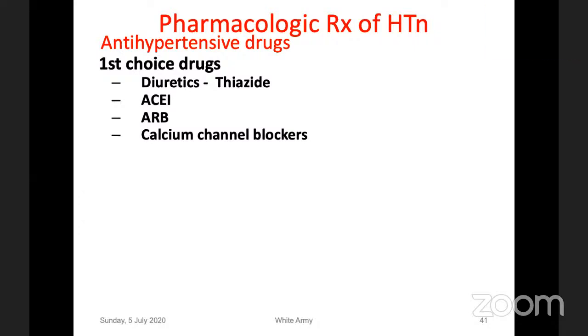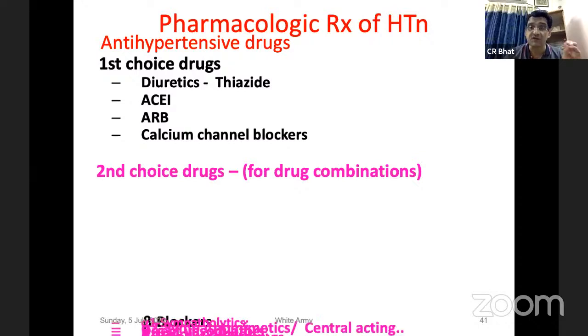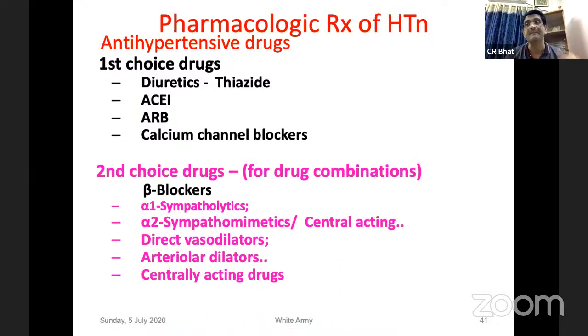The pharmacological therapy: we have several types of drugs. The current recommendation is that the drugs of first choice are diuretics, the thiazide group of diuretics, and we have ACE inhibitors, angiotensin receptor blockers, and calcium channel blockers. These are the drugs of first choice. And the drugs of second choice, of course, beta blockers were previously first choice. Now they have become second choice because of their lack of benefit on various factors. The drugs of second choice, which are usually used for combination drug therapy, are the sympathomimetic, centrally acting drugs, direct vasodilators, and so on.